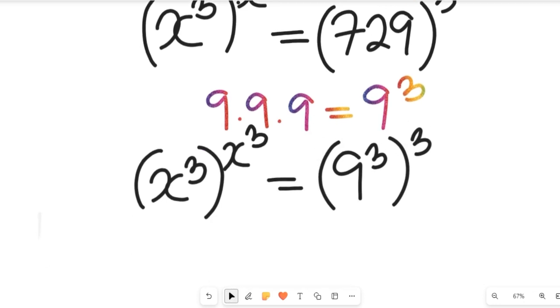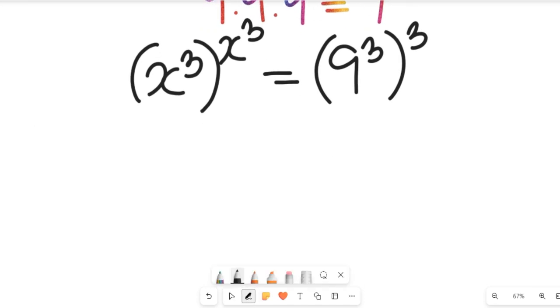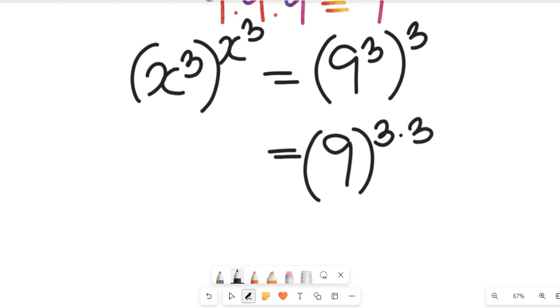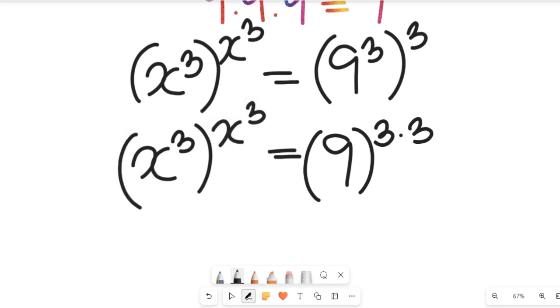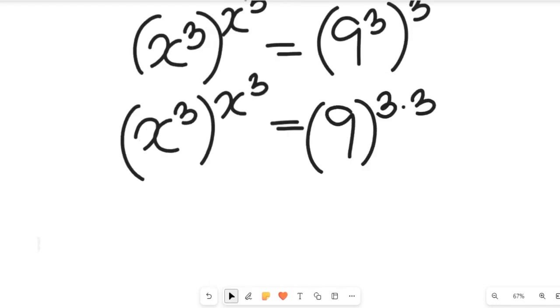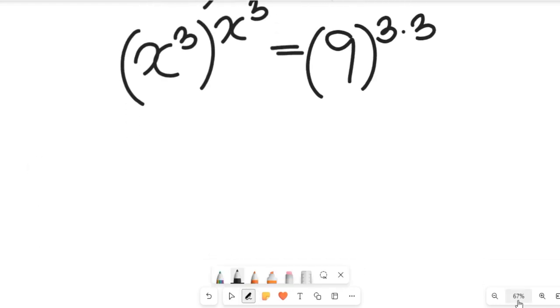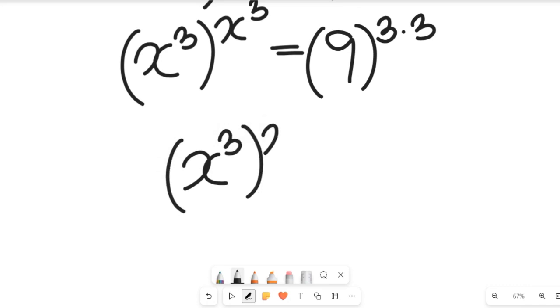Great. Now let's simplify this further. According to the law of indices, this 9 will multiply the power of 3 multiplied by 3, and this will be equal to x to the power of 3 multiplied by x to the power of 3. So what do we have here? We're going to have this expression become x to the power of 3, all to the power of x to the power of 3, and this will be equal to 9 to the power of 9.